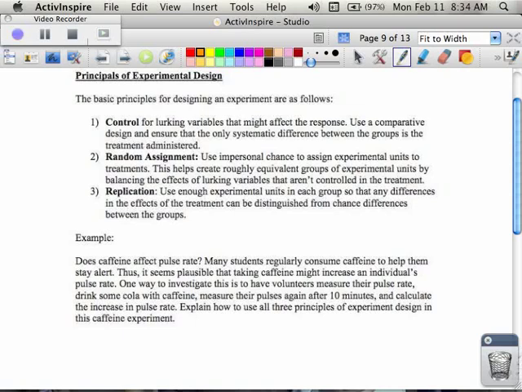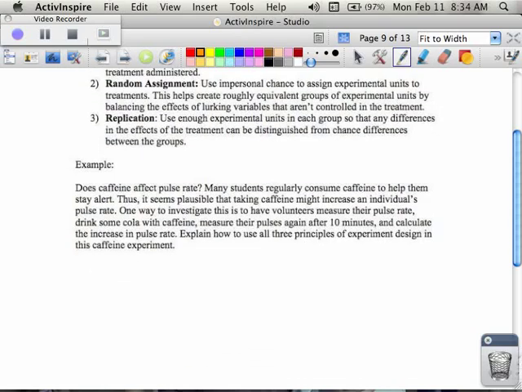You want to randomly assign things. You want to have an impersonal chance to assign experimental units. That's why we use this random table all the time. And that way we get roughly equivalent groups. So like in the last one, we had 29 people, so there was 15 and 14. It's not always exactly even, but we try as best we can.